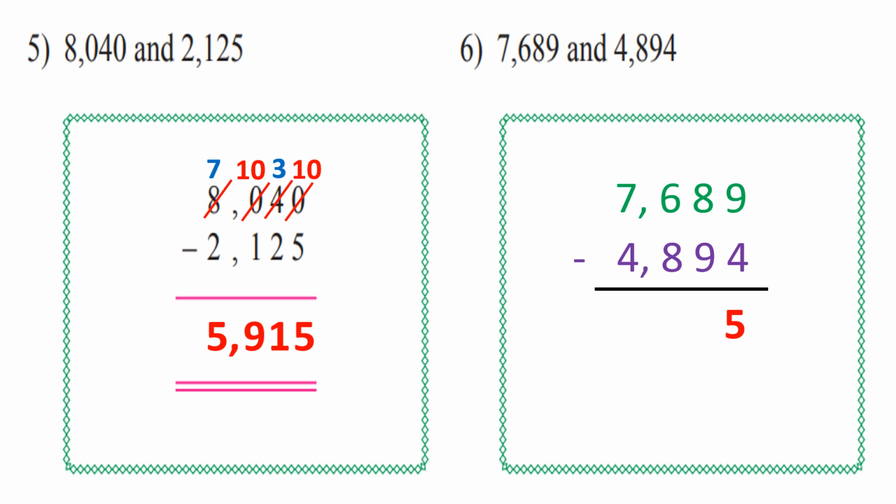No, cannot be. You borrow from 6 and then 8 becomes 18. 18 minus 9 is 9. 6 here becomes 5. 5 minus 8 cannot be. You borrow from 7, that's why it becomes 15. Okay? 15 minus 8 is 7. 7 here, you change this to 6. 6 minus 4 is 2. This is your answer, 2,795.